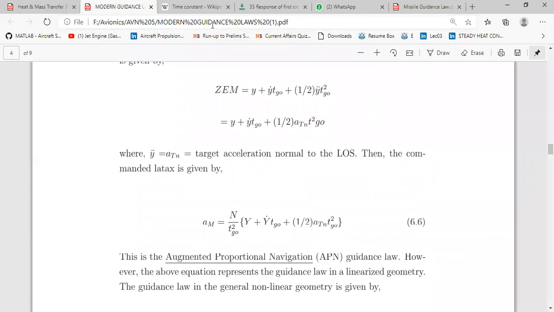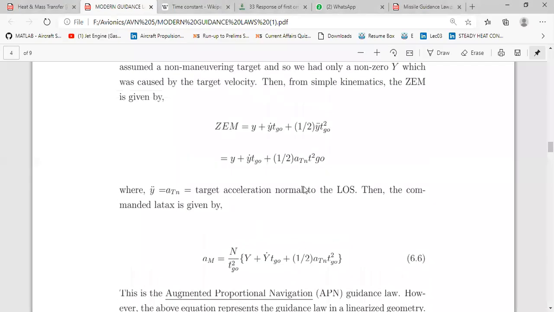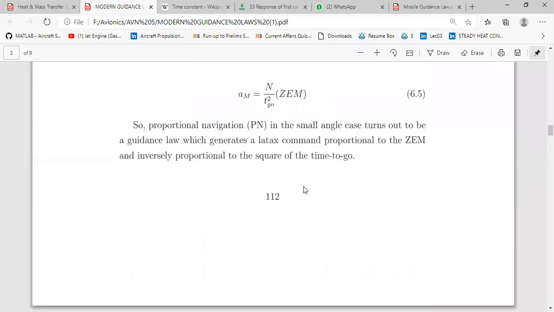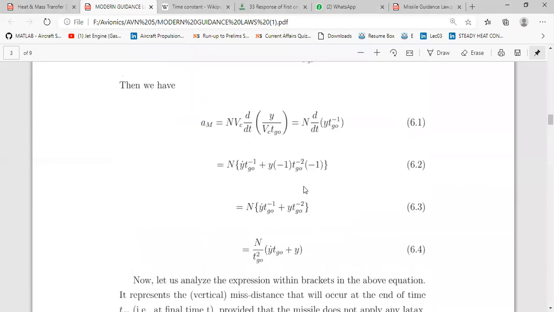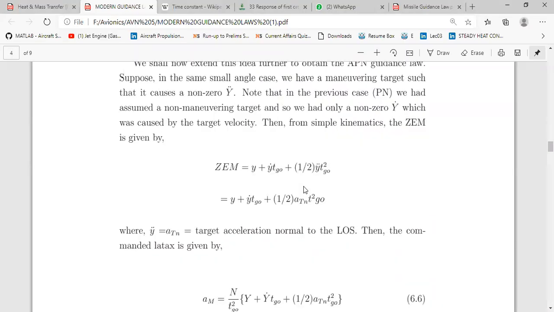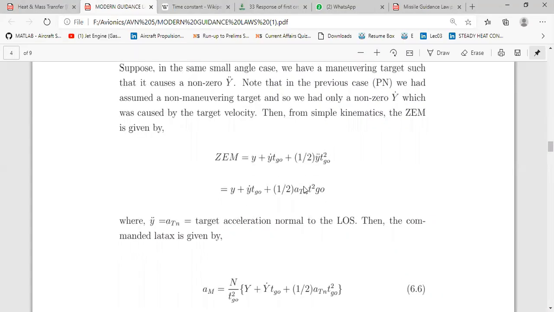Sir, this AM formula has been derived, no? Yes, this formula is derived, right? We have already derived this formula for the PN and APN. Like here we have derived it. First we derived for PN, then we added the APN. So we are using this formula.